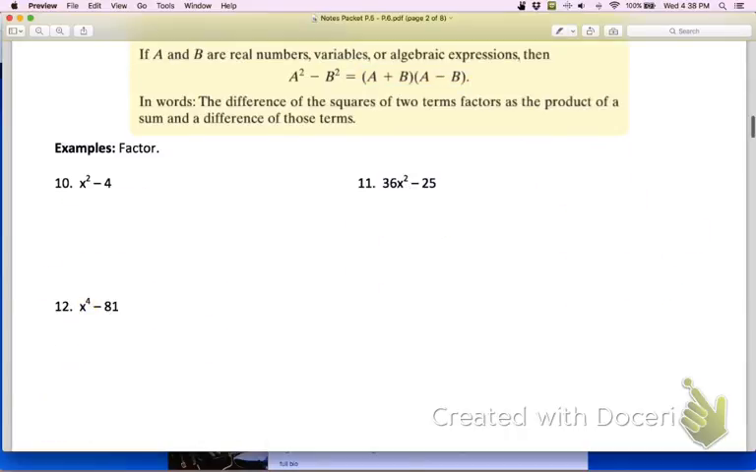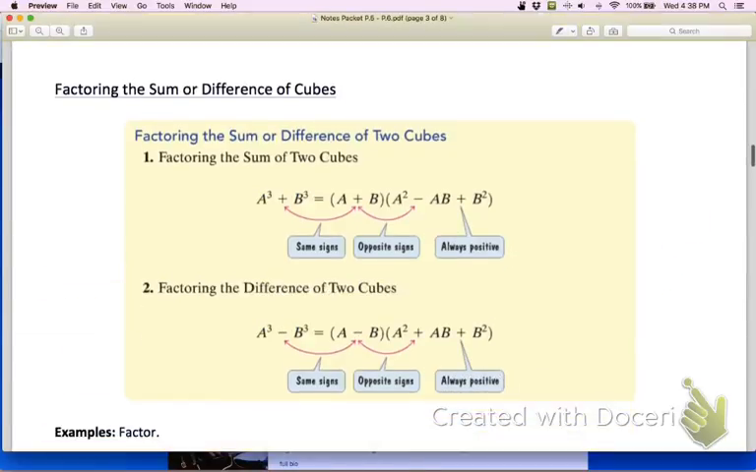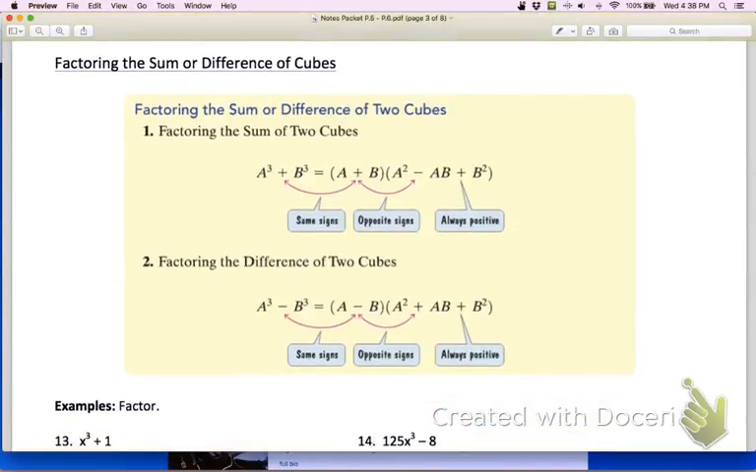Now, we have the difference of squares. Notice there is no sum of squares, but when we get to cubes, we do have a sum and a difference of 2 cube formula. So again, it's really important that we recognize those perfect cubes, okay?